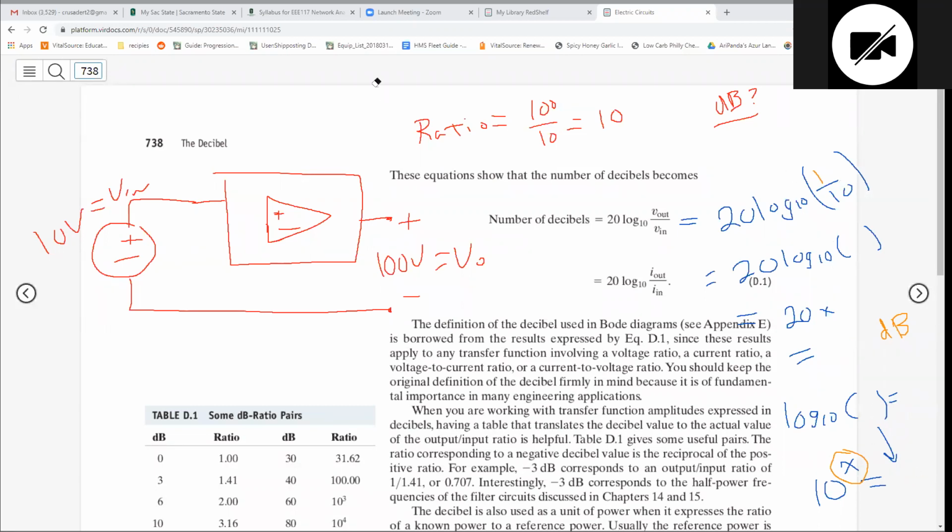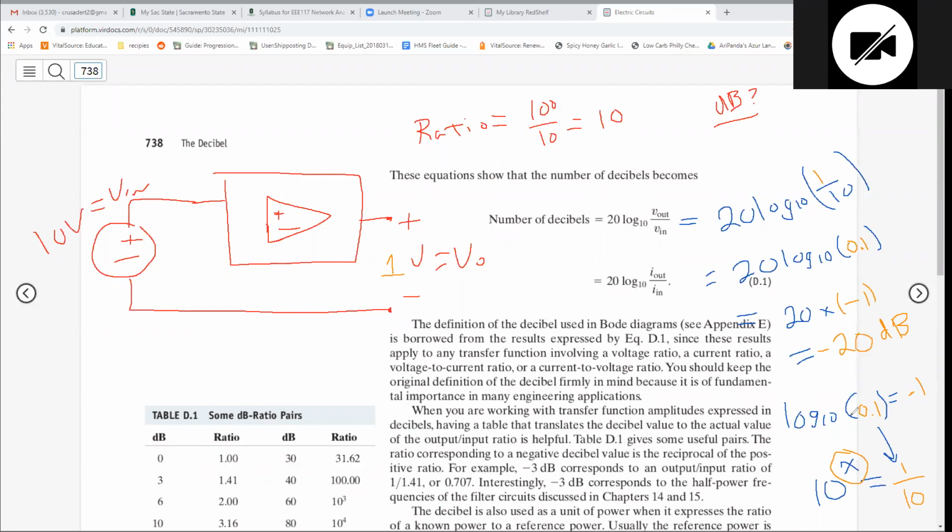Right? So what's 1 over 10? Instead of being 100, we detuned the circuit. So this is 1 volt, so 1 volt over 10, right? This is 0.1. What's log base 10 of 0.1? Well, we could write this as 1 over 10. So in this case, it has to be -1. Okay, so we're going to put a -1 right here, and this will be -20 dB.